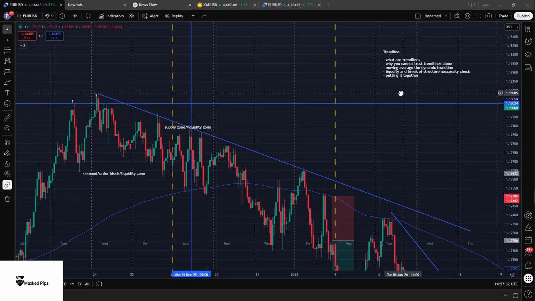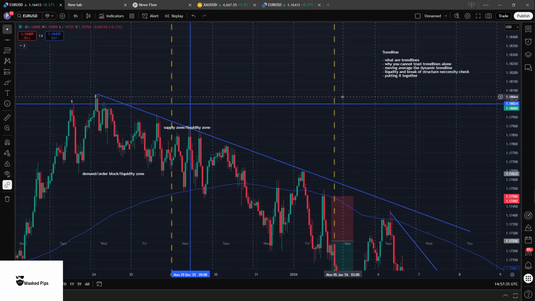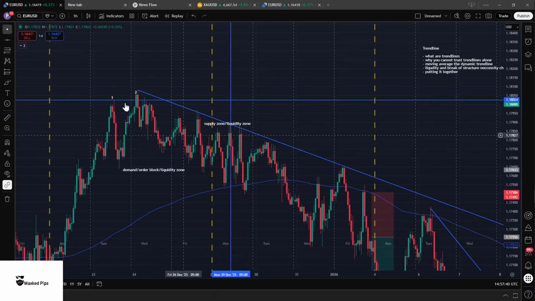So now, putting it all together, how do you add liquidity and break of structure necessity check to your trend line strategy? First of all, you have to get your trend line, and your trend line has to touch 2 points in the market diagonally before you consider it a legit trend line. And then you can also use your moving average as your dynamic trend line. So you probably can choose one. It is better to use both of them together. As you can see in this zone here, market escaped the moving average, but it got caught by the trend line.